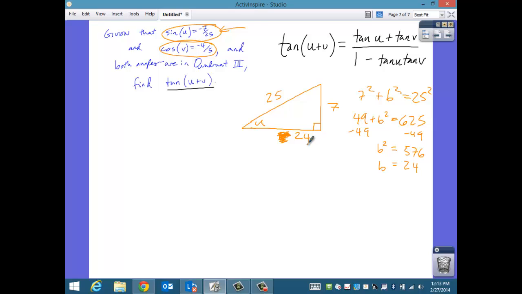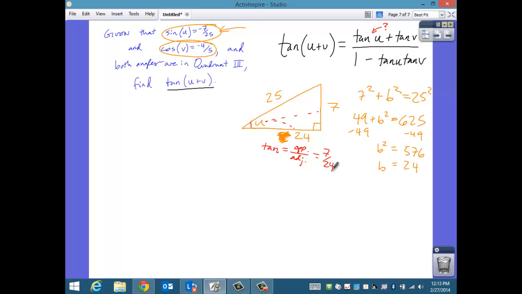Okay. So now, I can go up here and say, I've got my u, so what is the tangent of u? Well, I know what that is now because I've got all three sides, right? And I know that tangent equals opposite over adjacent. So I can do the opposite and the adjacent. And in this case, that's 7/24.